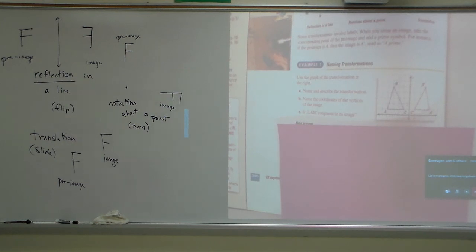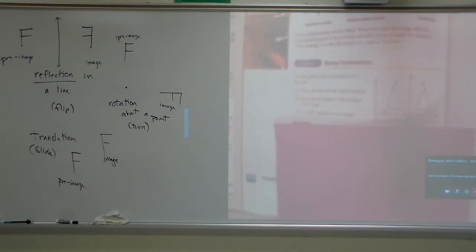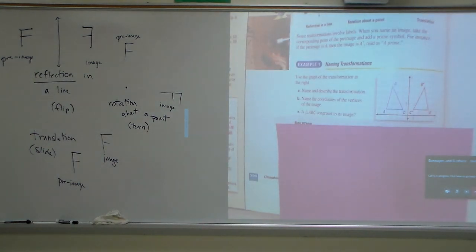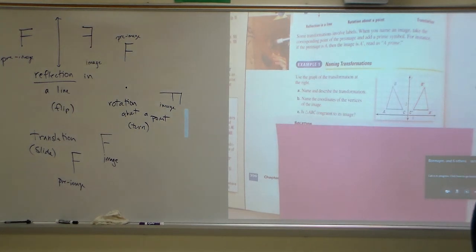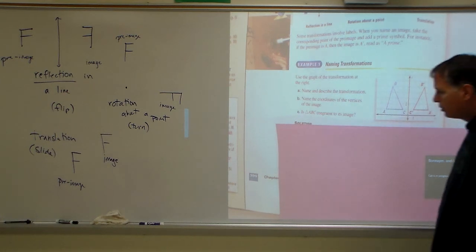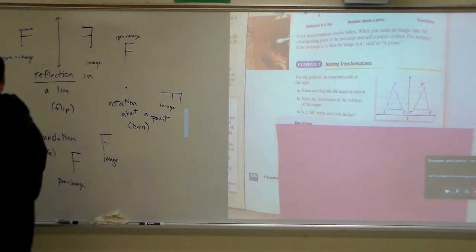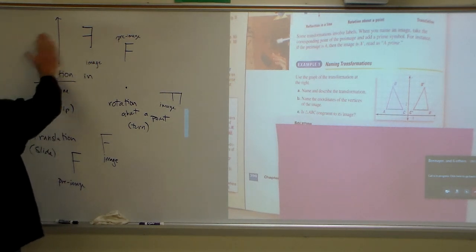All right, so let's see what it says. Let's focus this. There we go. A little better, right? All right, so it says use the graph of the transformation at the right. Name and describe the transformation. And they say name the coordinates of the vertices of the image, and then is ABC congruent to its image? Well, let's take a look. We're going to break that down step by step.